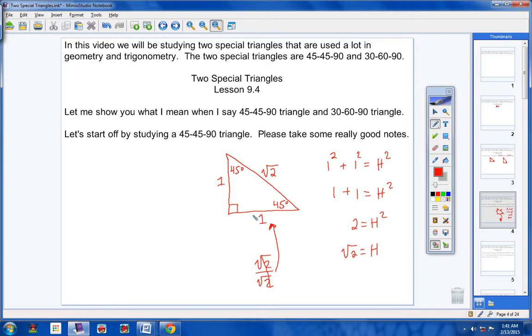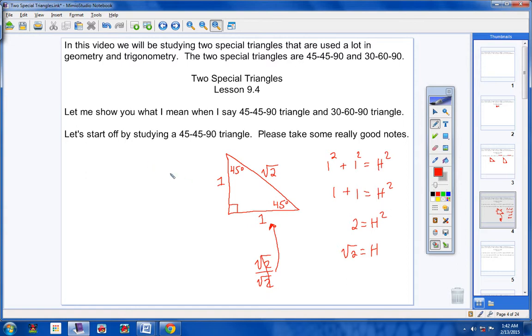So when you have a 45, 45, 90 triangle, if you know the hypotenuse, you can very easily find the leg by dividing the hypotenuse by the square root of 2. And in the same regard, if you know the length of one of the legs of a 45, 45, 90 triangle, multiply it by the square root of 2, and you have the hypotenuse. Now remember, guys, that's going to be true for any 45, 45, 90 triangle.